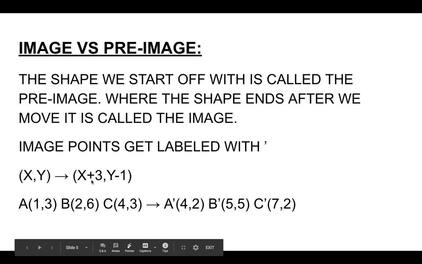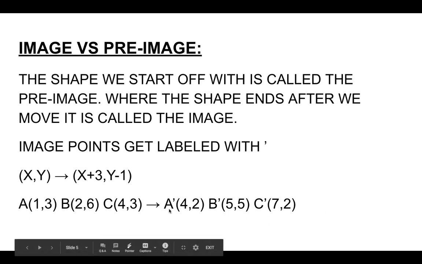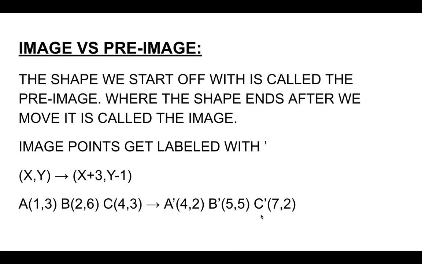And I did the same process with my points B and C. So for B, 2 plus 3 gave me 5, and then 6 minus 1 gave me 5 as well. And then for C, 4 plus 3 gives me 7, and then 3 minus 1 gives me 2. So if you guys have graph paper, you can go ahead and do this where you plot the original points of A, B, and C, and then you're going to plot the new points, which is your image, A prime, B prime, C prime, and you'll see that it's the exact same shape, and all it's done is moved across your paper 3 units to the right and then 1 unit down.